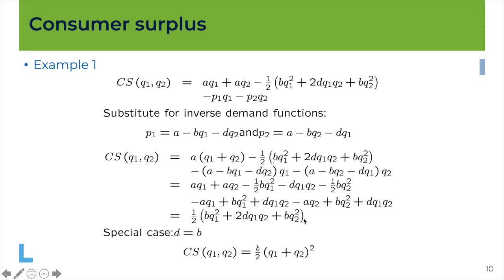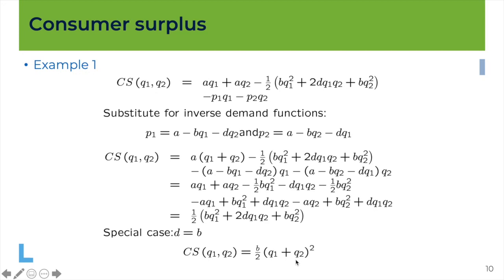It's even simpler when D is equal to B, so that's the case of homogeneous goods. Then the consumer surplus is proportional to the square of the total quantity. Sorry, I repeat, the consumer surplus is proportional to the square of the total quantity consumed, quantity of good 1 plus quantity of good 2.